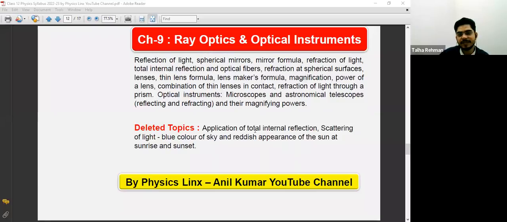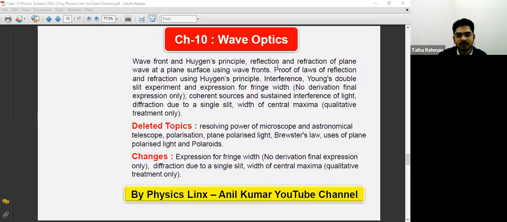which is deleted. Application of total internal reflection. Scattering of light is deleted. Blue color of sky and reddish appearance of sun at sunset. This is deleted. Okay. From the ray optics I am talking about. And all other things are there. Reflection of the light, spherical mirror, all these things are there.